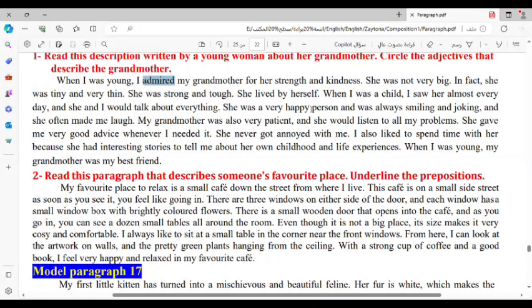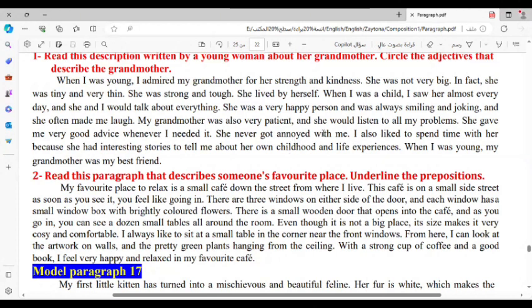She lived by herself. When I was a child, I saw her almost every day, and she and I would talk about everything. She was a very happy person, and she was always smiling and joking, and she often made me laugh. My grandmother was also very patient, and she would listen to all my problems. She gave me very good advice whenever I needed. She never got annoyed with me.